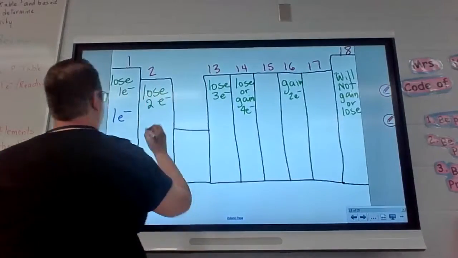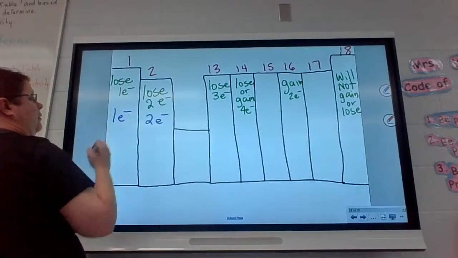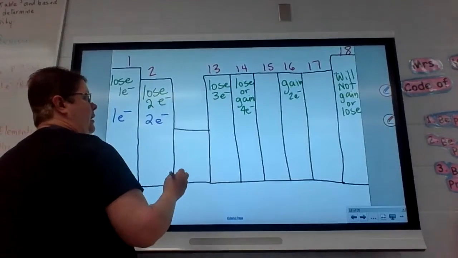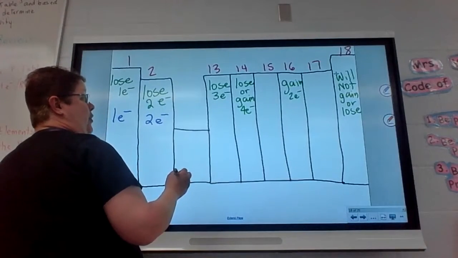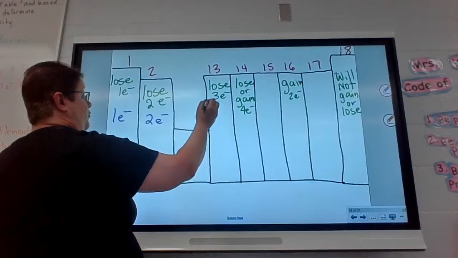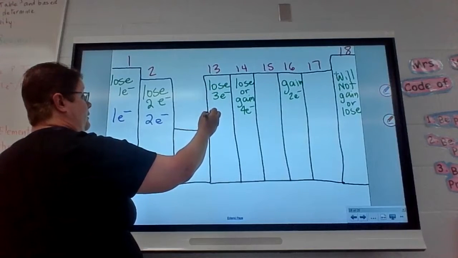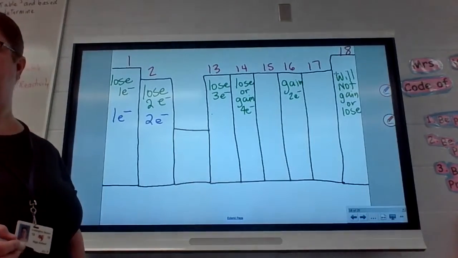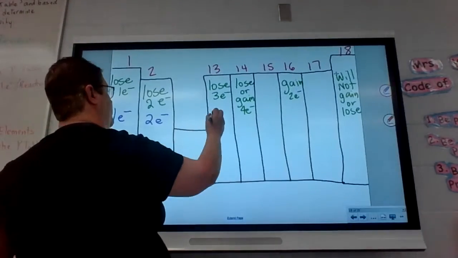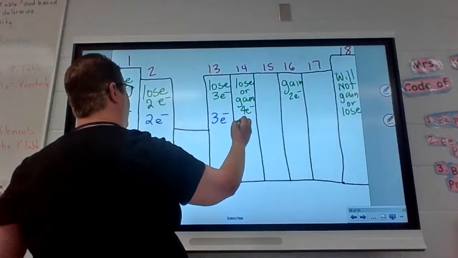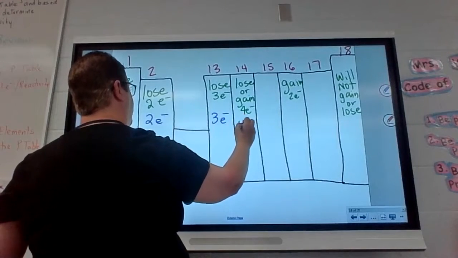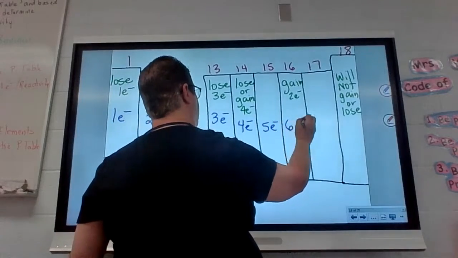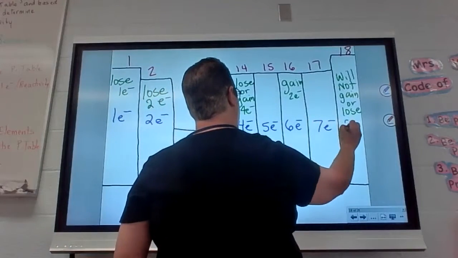All right, so group 2 has 2 electrons. It's like you say, you can't fix it. Well, you need to fix it when I do it. All right, so how many electrons does group 13 have? If we're going to lose 3, how many do they have? How many outer shell electrons does group 13 have? How many does group 14 have? Group 15? Group 16, 6. Group 17, and group 18.